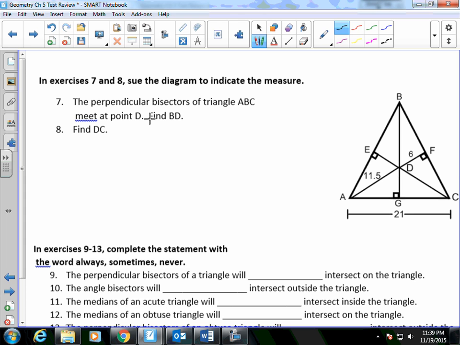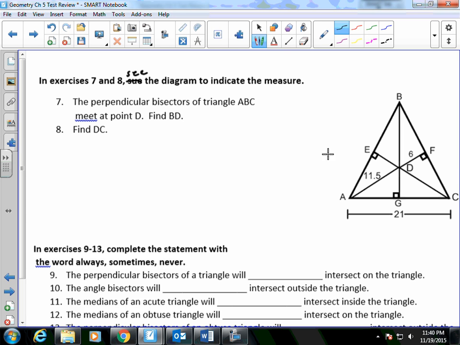Moving on to number 7. So in exercises 7 and 8, see the diagram to indicate the measure. Perpendicular bisectors of triangle ABC meet at point D. Find the length of BD.